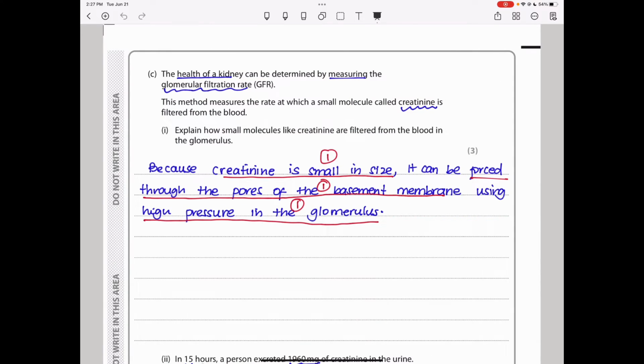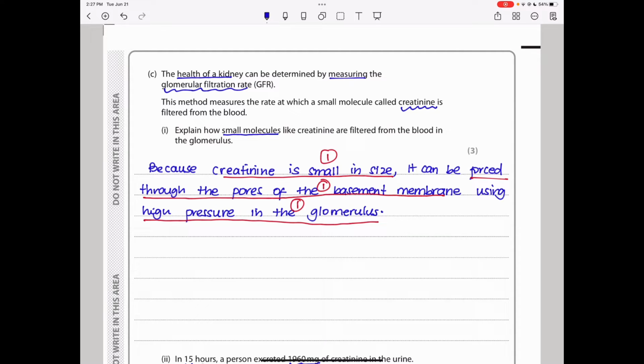Next we see they say the health of a kidney can be determined by measuring the glomerular filtrate rate, GFR. This method measures the rate at which a small molecule called creatinine is filtered from the blood basically. They say explain how small molecules like creatinine are filtered from the blood in the glomerulus. And again, they said small molecules, so we have to focus on the size and how they go through.